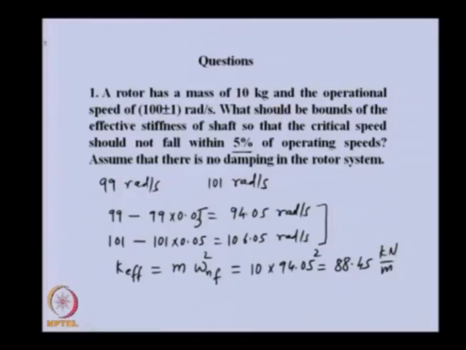And if we see the upper range, again we can substitute this, but in this particular case we will have the upper limit frequency of the operating speed, this much. This will give us 112.5 kilonewton per meter.